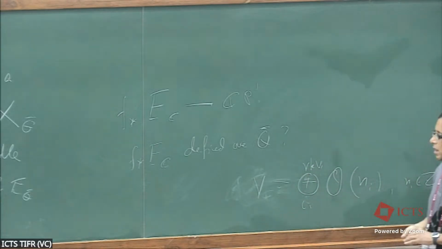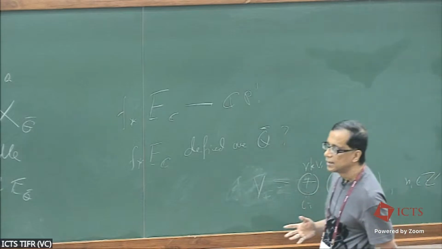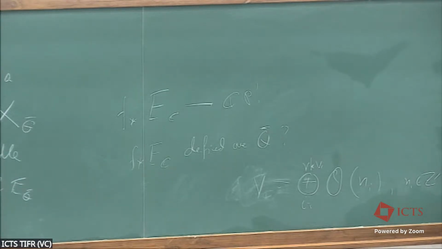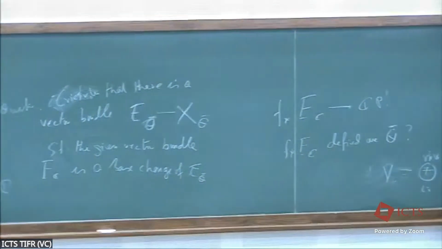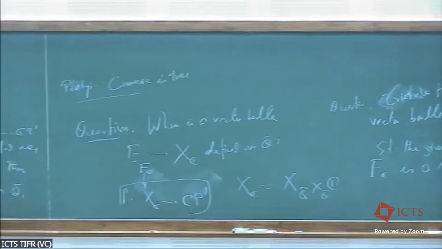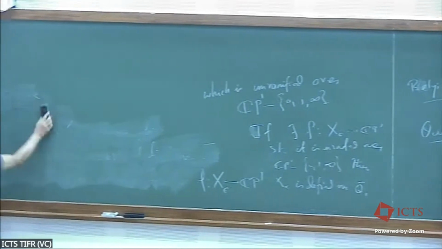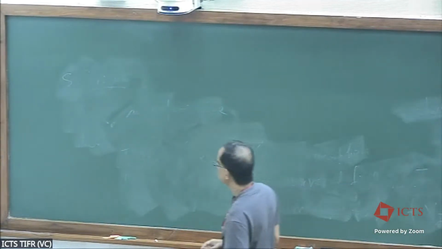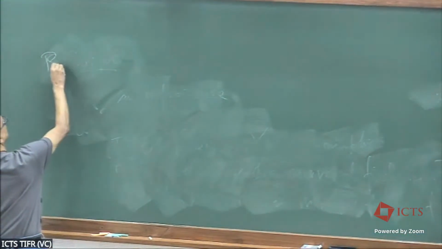But a direct image comes with some extra data. So let me try to explain that. So let me go on to parabolic bundles.